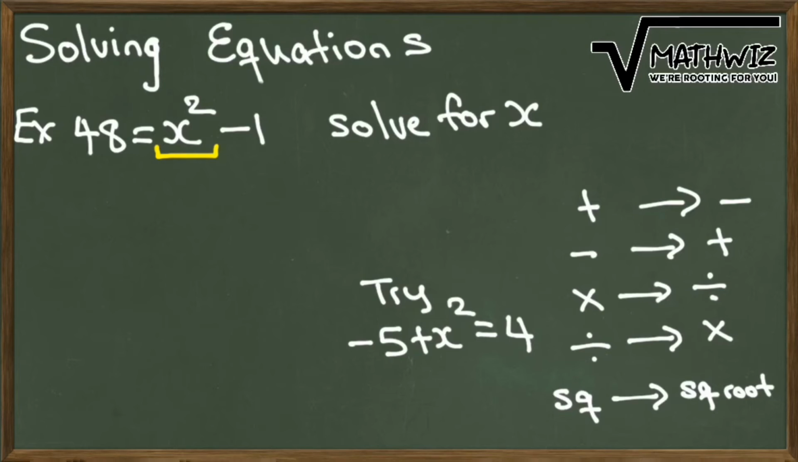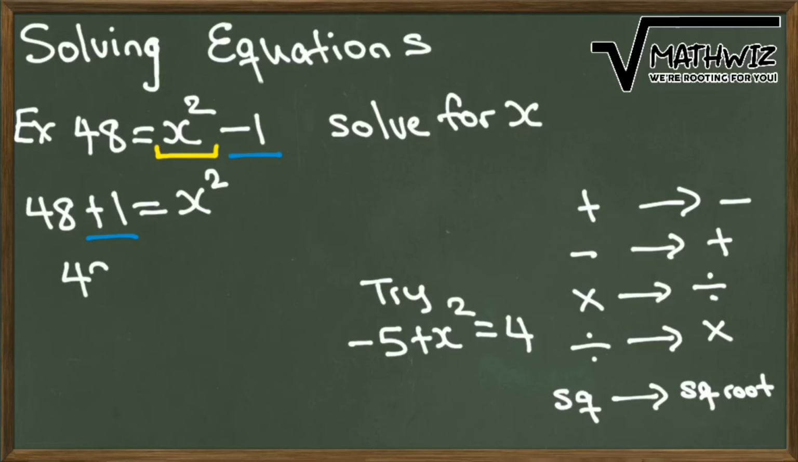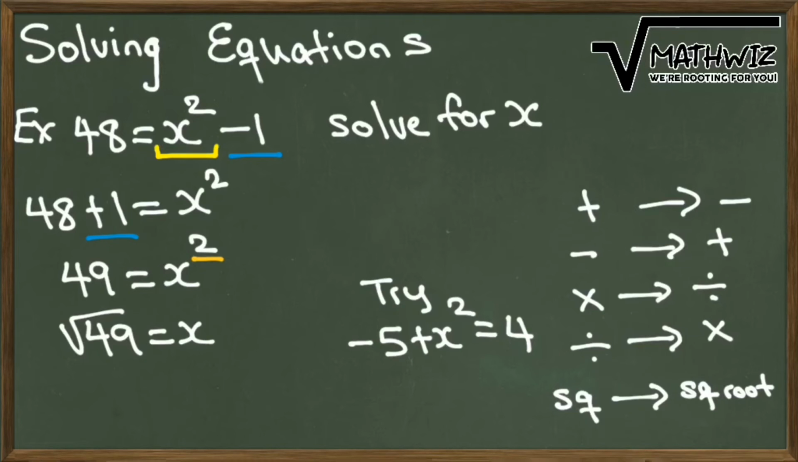And so we have the x squared, we locate it. So we're going to remove everything from beside it. So that -1, when we take it to the opposite side, is going to become +1. And so we have 48 plus 1, which is going to be 49. Then to get rid of the square, you want to square root. And the square root of 49 is simply 7.